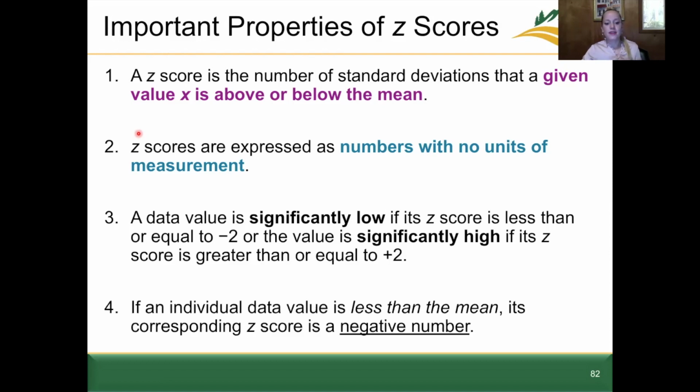Number 4, if an individual data value is less than the mean, its corresponding z-score is a negative number. Okay, so this is saying that we can have negative z-scores, right? So a negative z-score would indicate that that individual data value x is less than its mean.